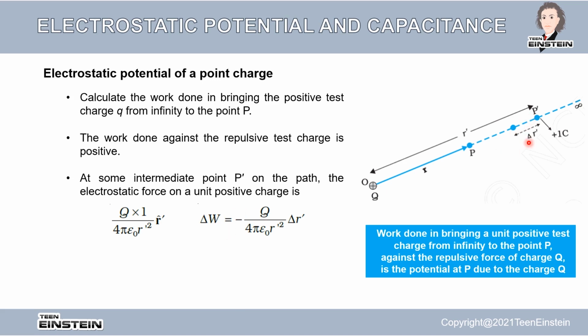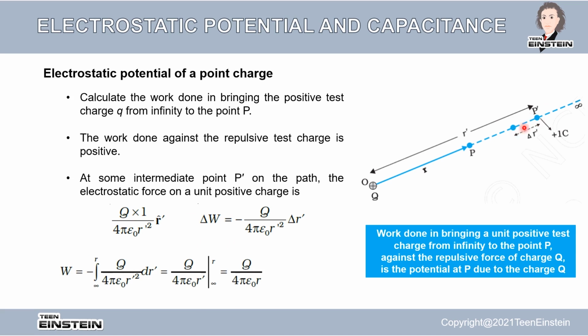So delta W is the work done in bringing this charge between this distance, that is given by this factor Q by 4 pi epsilon naught into R squared into R cap, multiplied by this distance delta R dash, and that is also along the R cap direction. That is why we don't have a vector here, because work done is a scalar quantity. So this is a small elemental distance and we calculated the work done for this.